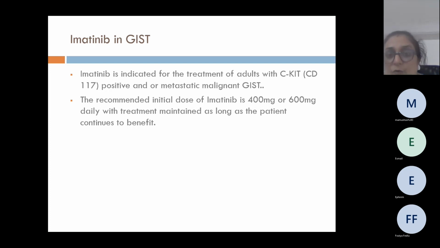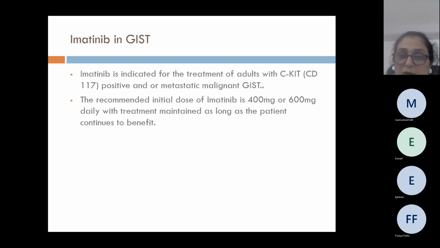So imatinib can be used for c-KIT positive patients and also for GIST patients whose disease has progressed and the disease has metastasized. The recommended initial dose of imatinib is 400 mg or 600 mg daily. We have got 400 mg capsules and we have got 100 mg capsules.